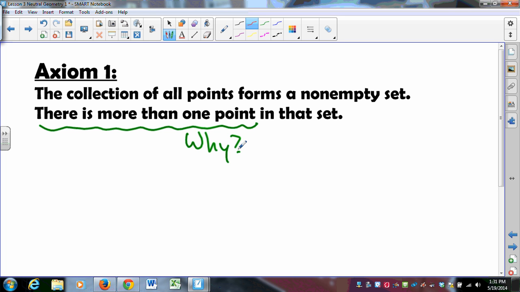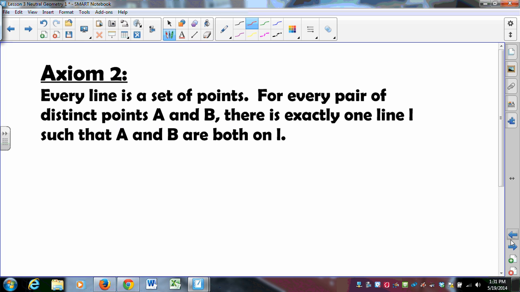If there are no points at all, then your geometry is really easy to work with because there just aren't lines. So you don't have to worry about them crossing because there aren't any. We should think about that. Axiom 2. Every line is a set of points. For every pair of distinct points A and B, there is exactly one line L such that A is on L and B is on L.